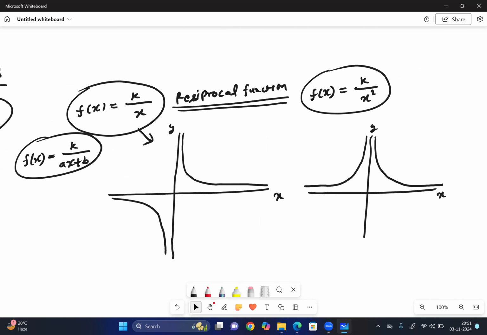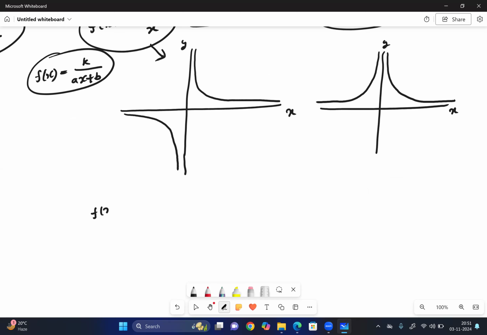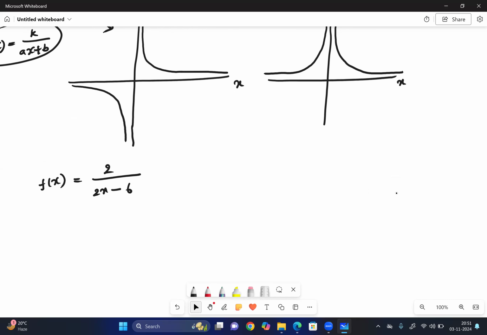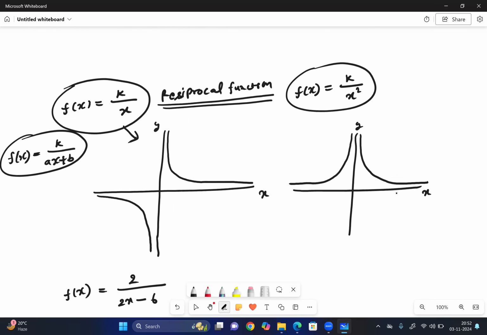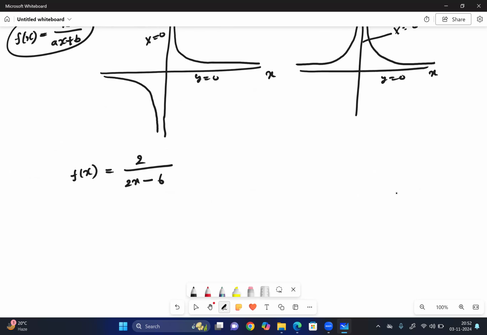But if I have something, for example, let me write, let's say, 2 upon 2x minus 6. Something like this. So this would be reciprocal, right? In the first one, we have the x-axis asymptote, which is y equal to 0, and the y-axis, which is x equal to 0. Over here also we have the x-axis asymptote, y equal to 0, and another asymptote, the y-axis. So what should be the asymptote here for this function? You tell me.